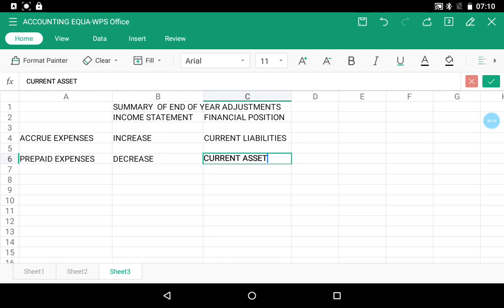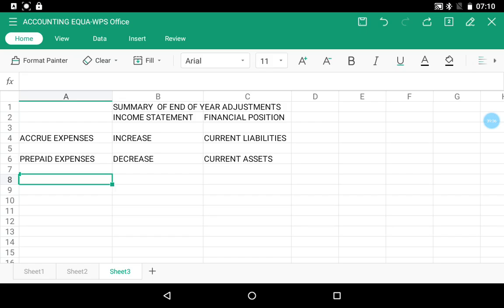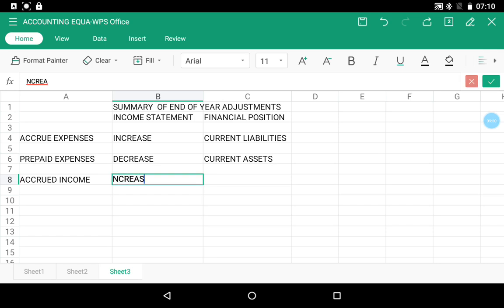Now let us go to accrued, the owing or outstanding income. In the income statement, they increase the value of income. Then in financial position, they are recorded under current assets, because you have worked for them but you have not received them.